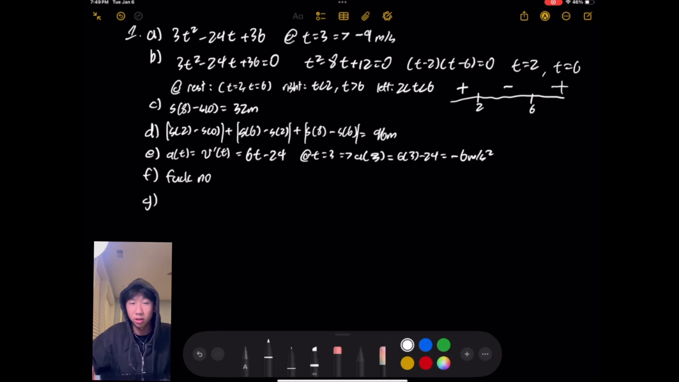So what does that mean? It means that when velocity and acceleration are in the same direction, then we're speeding up. If they're in opposite directions, then we're slowing down.